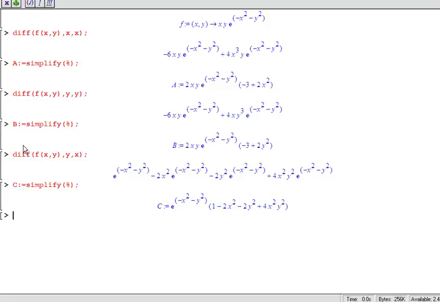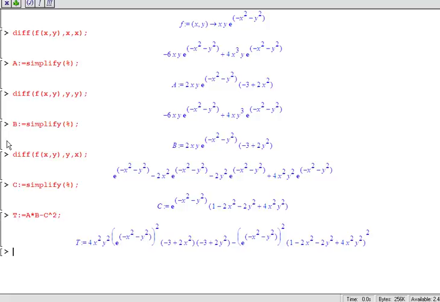Now, I want to define t as f of x times f of y minus f of xy squared. So that's like the D, our big capital D in the text. And I could simplify that if I wanted to.